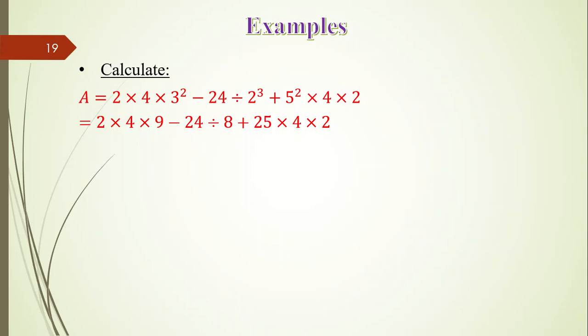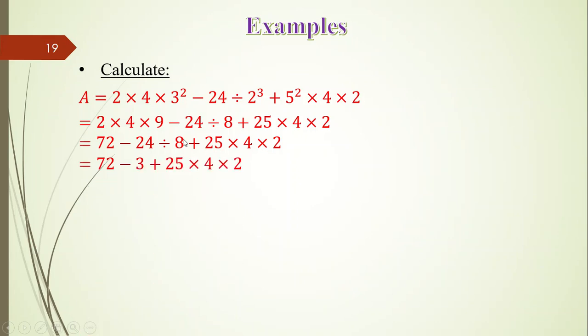Now we have to calculate the multiplication and division. Since the multiplication is before the division, we start with the multiplication. So here 2 times 4 is equal to 8. 8 times 9 is 72, minus 24 divided by 8 plus 25 times 4 times 2. Now we have to divide 24 by 8. 72 minus 3 plus 25 times 4 times 2.